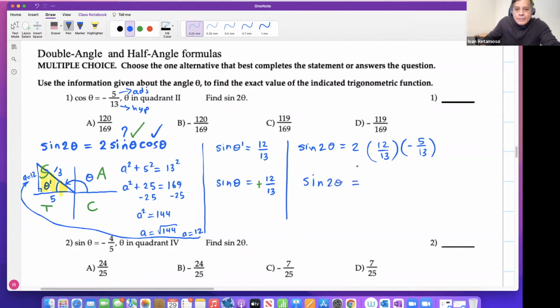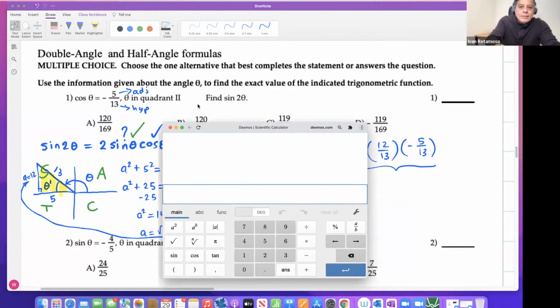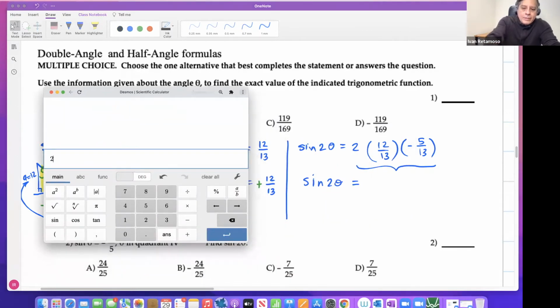How? Put this in your Desmos scientific calculator, right? Or multiply using partial computation, doesn't matter. All right, using our Desmos scientific calculator, let's compute it, right? 2 times 12 over 13 times minus 5 over 13, right?